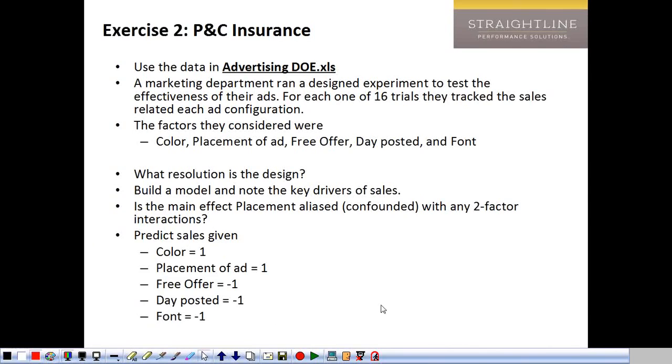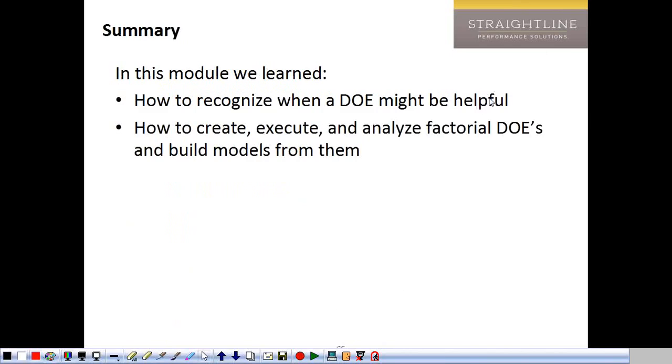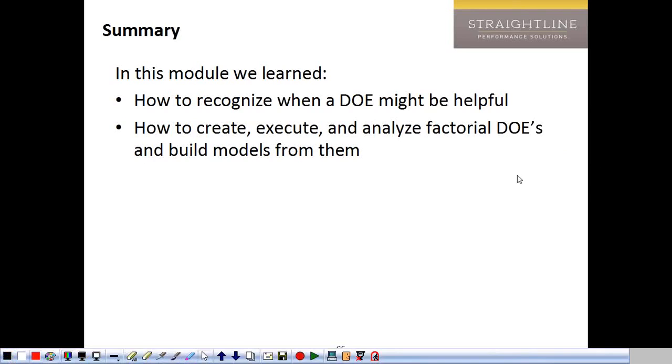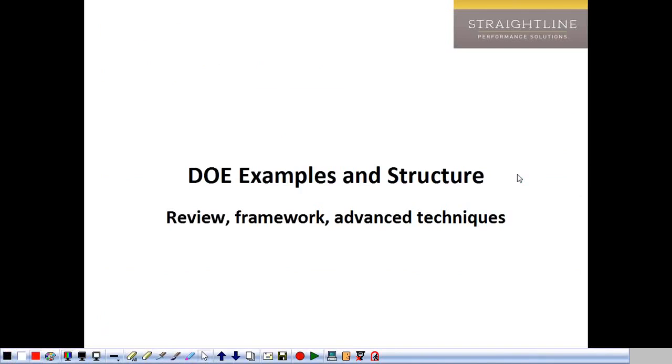So this was a fairly long lecture, and I hope you enjoyed it. Basically, we covered two things. One is recognizing when DOE might be helpful, and the second is how to create, execute, and analyze factorial DOEs and build models from them. I hope you found it illuminating and helpful, and we'll catch you at the next lecture, where we'll be talking about examples and structure, and we'll review the framework, give you more examples, and then we'll cover Shewhart control charts. So thanks a lot. Talk to you soon, and we'll see you again.